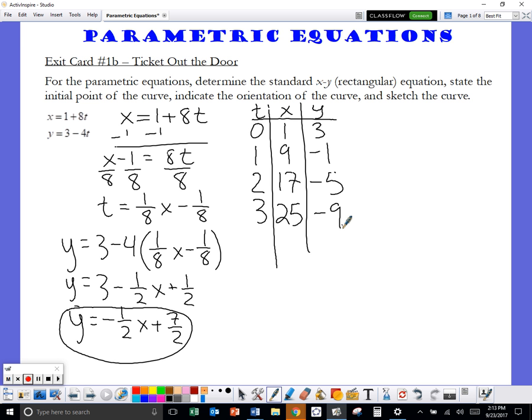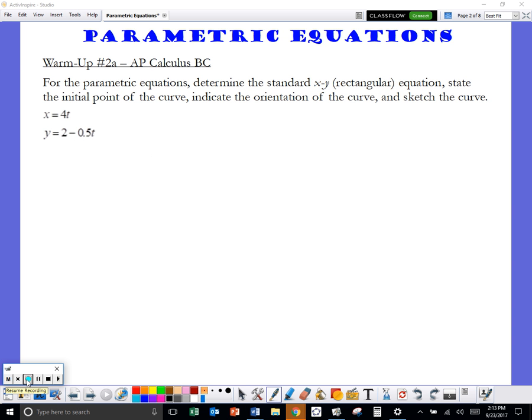All right, let us move on to another problem. Okay, so this is warm-up number 2a. And same thing. For the parametric equations, determine the standard xy rectangular equation, state the initial point, indicate the orientation of the curve, and sketch the curve. So again, these are linear, and when we combine two linear parametric equations, we're going to get an overall linear equation. So let us solve one of these for t, and we'll plug it into the other one.